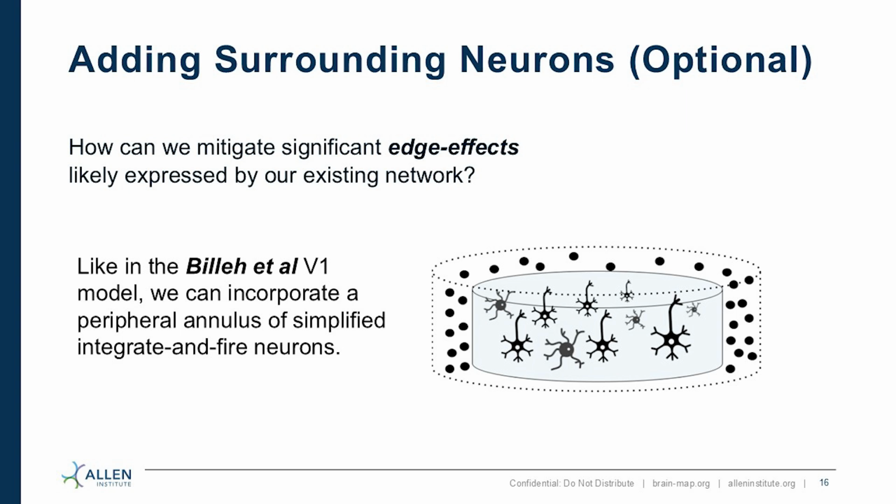Well, one way is to create a population of simplified integrate and fire cells in an annulus around the periphery of our cylinder, and these will be connected to and from the actual biophysical cells in our model. This will not completely resolve the effect, but it should lessen it. And so towards the end of this tutorial, you can work through the steps of that if you're interested in this issue.